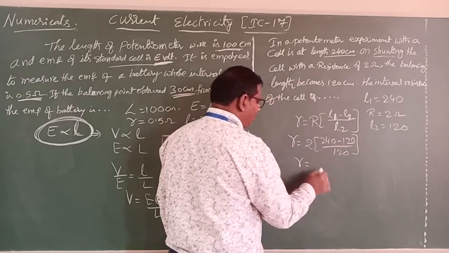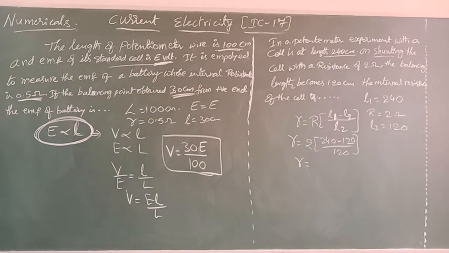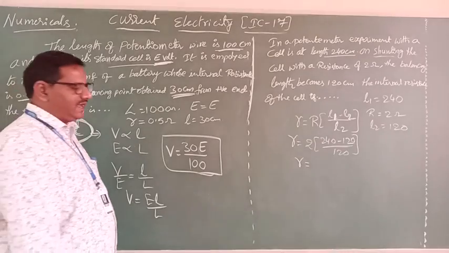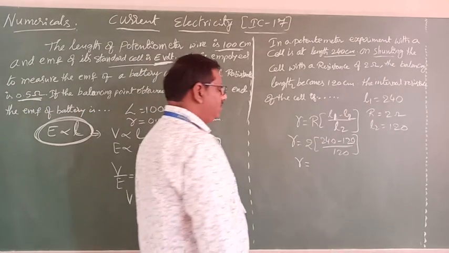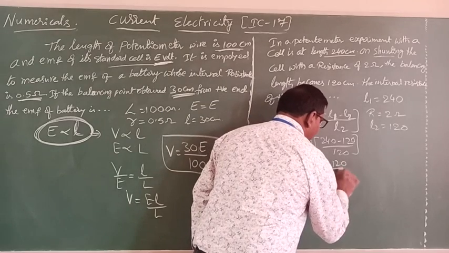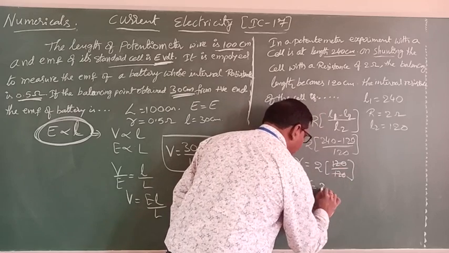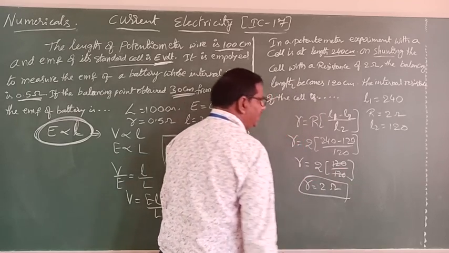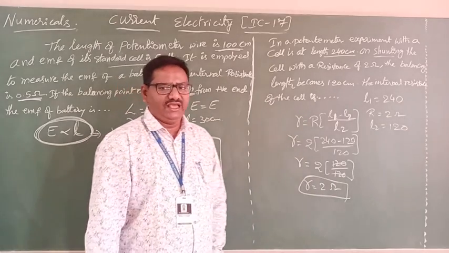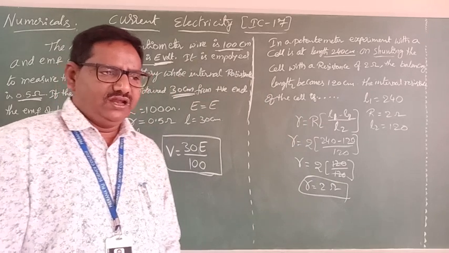Can you measure? 240 minus 120, how much is it? It is nothing but 120. 120 by 120, both get cancelled. Clear? Then 2 ohms we have. So simply I will write 120 by 120, these two get cancelled. So r equal to how much? 2. Internal resistance of the cell is 2 ohms. Clear? These are all numericals in a potentiometer.